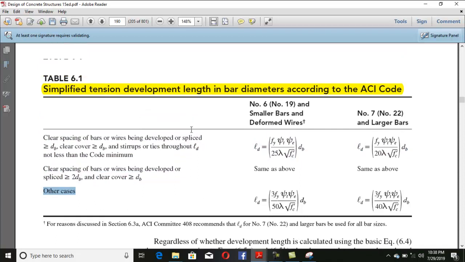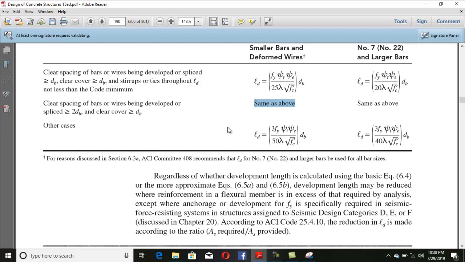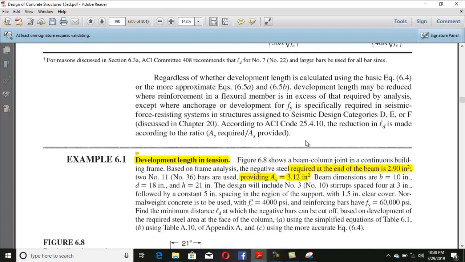So what does it mean? This is case 1, I already mentioned. In that case, for number 6 and smaller bars, this formula will be used, and for number 7 and greater bars, this formula will be used. Case 2 applies when the second criterion is fulfilled, same as above, and for other cases when these two criteria are not fulfilled, you have to use this formula. So this is important.